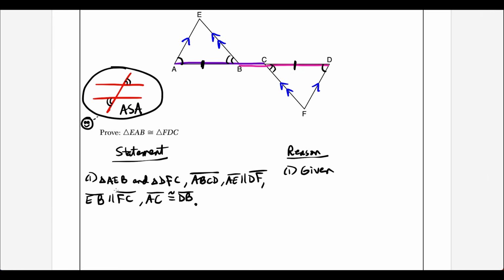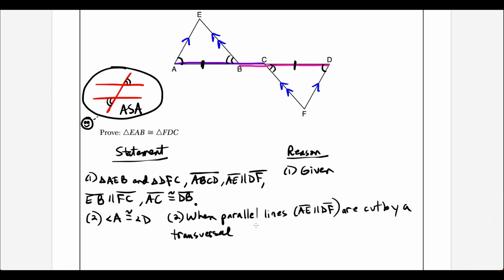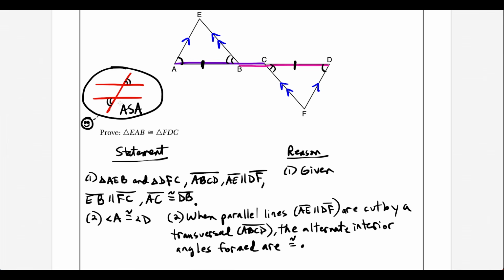So now that we got the given set up, let's move on to statement 2. And we're going to say first that angle A is congruent to angle D. And if we look at our diagram, these were the alternate interior angles. And when we have parallel lines being cut by a transversal, the alternate interior angles formed are congruent. So this establishes that we have one pair of congruent angles.